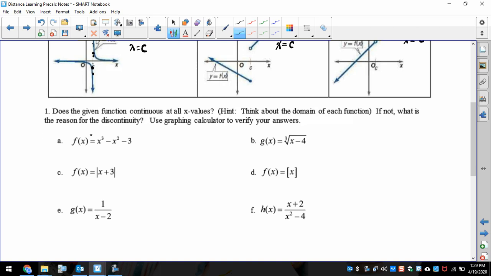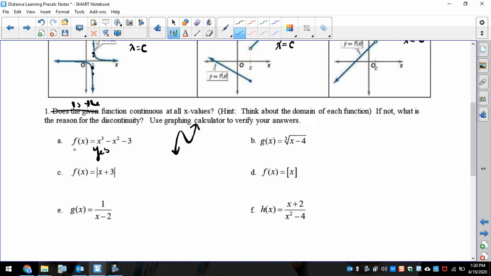So let's go ahead and look at the first one. This one is a cubic. Cubic graphs look something like this. So this one is continuous for all real numbers. The question is, is the function continuous at all x values? And the answer would be yes here. Polynomials are continuous for all real numbers.